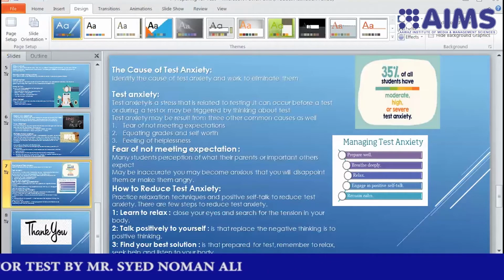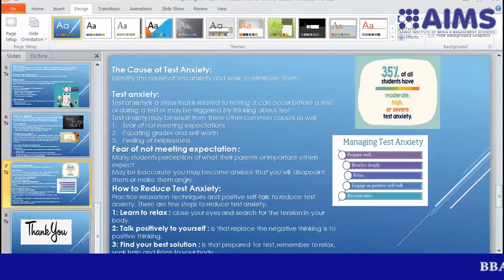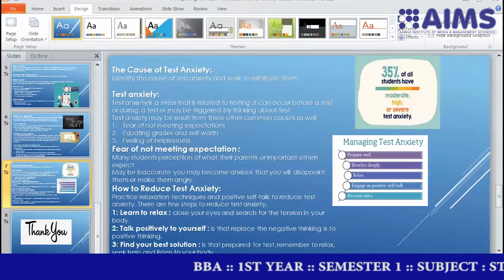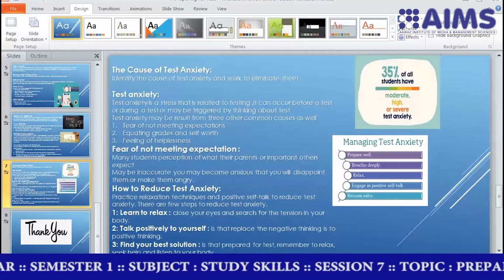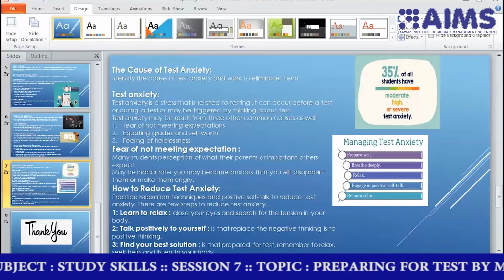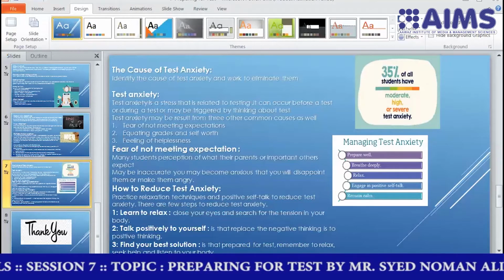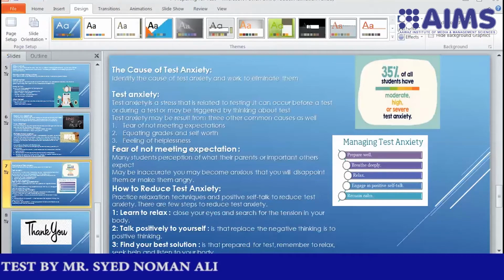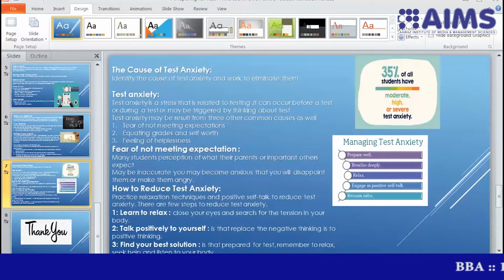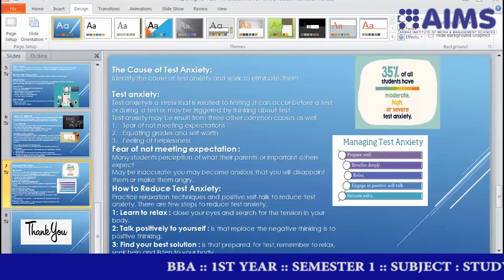Practice makes a man perfect. Practice relaxation techniques and positive self-talk to reduce stress and anxiety. There are a few steps to reduce stress and anxiety. Learn to relax. Close your eyes, search for the tension in your body, and keep calm. Don't rotate your mind here and there, or the mind becomes wandering. So stay focused and keep relaxed. When you want to study, stay focused on it and remove all the distraction.